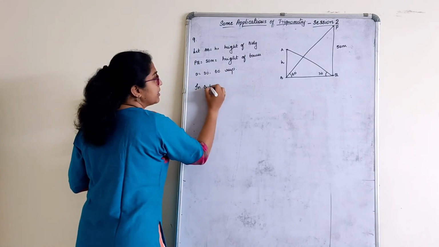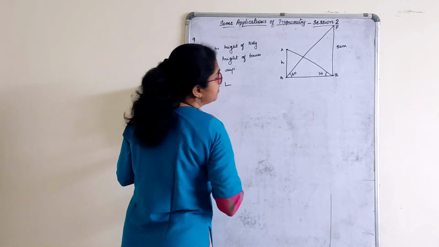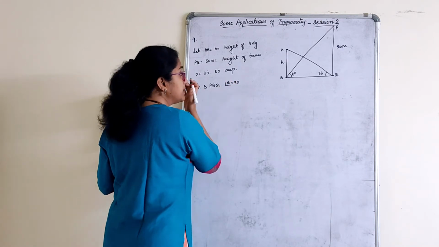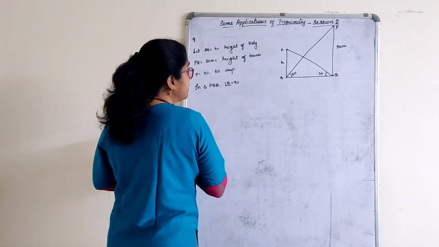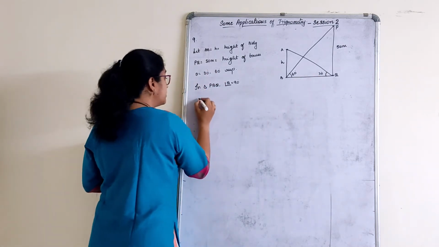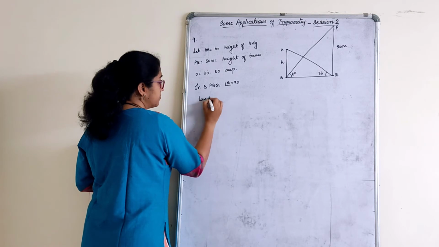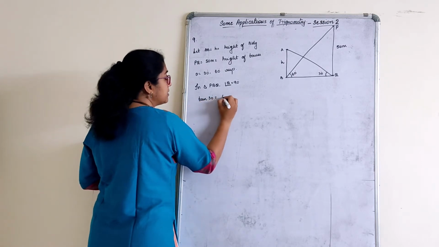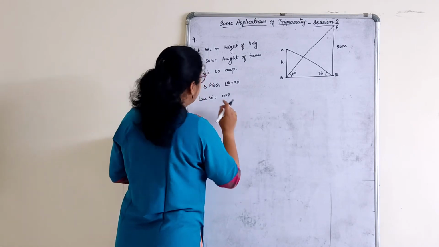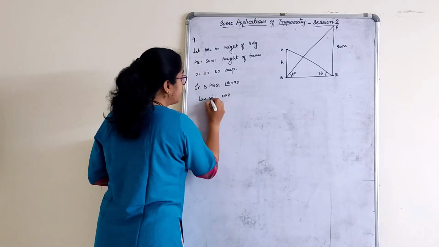So in triangle PBQ, angle Q is equal to 90 degree. Angle PQB is equal to 90 degree. So which ratio do you want? You want to find the adjacent part here. Tan 30? Tan 30 is equal to... no, tan 60 will come. Bigger triangle, not tan 30.